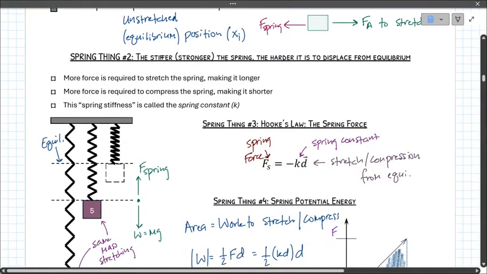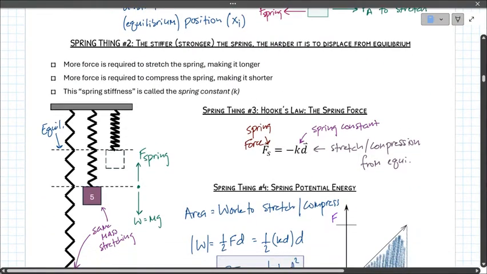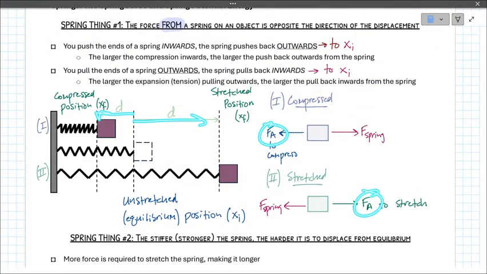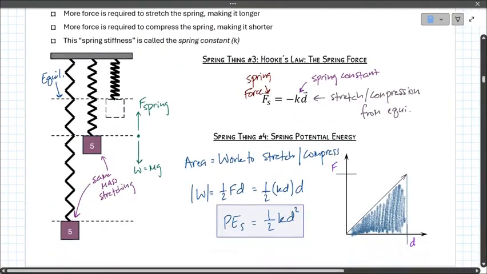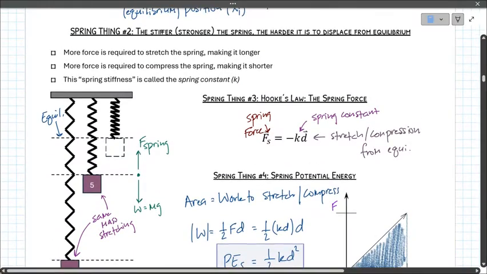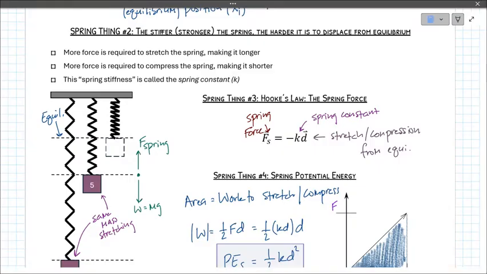Spring thing number two: the stiffer the spring, the stronger the spring, the harder it is to displace it from equilibrium. So the harder it is to get this compression or stretching, and more force would be needed to make that happen. That stiffness, that spring strength, we call the spring constant. For a large spring constant, more force is required to stretch the spring, making it longer, or more force is required to compress the spring, making it shorter. This stiffness is called the spring constant. We use the variable k to describe that.